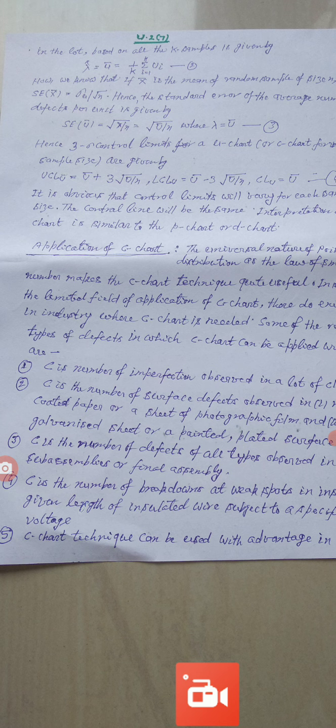Now we will discuss the application of the C chart. This is very important. It is sometimes also asked in your exam, so you should prepare the application of the C chart. We will discuss it point by point. The universal nature of the Poisson distribution as the law of small numbers makes the C chart technique quite useful.